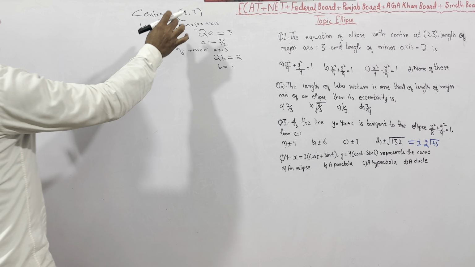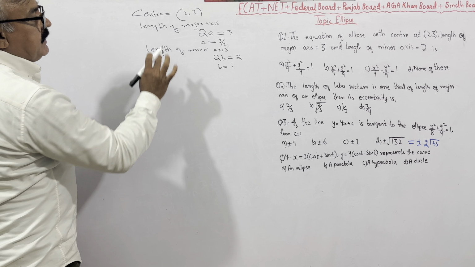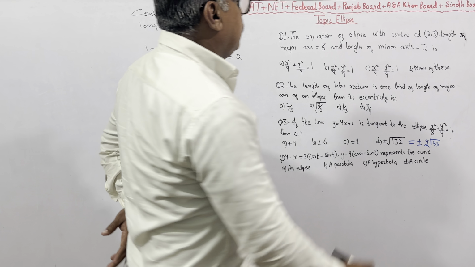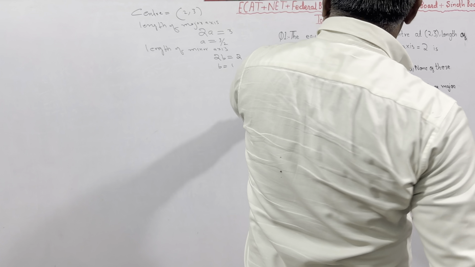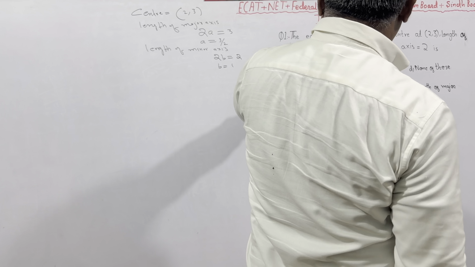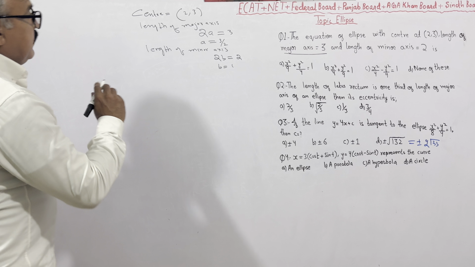When the center is not at the origin and the direction of the major axis is not given to us, only 2a and 2b are given, I am taking the major axis along the x-axis. It is not clear from the option. You can take either the major axis along the x-axis or the y-axis. I am taking it along the x-axis.